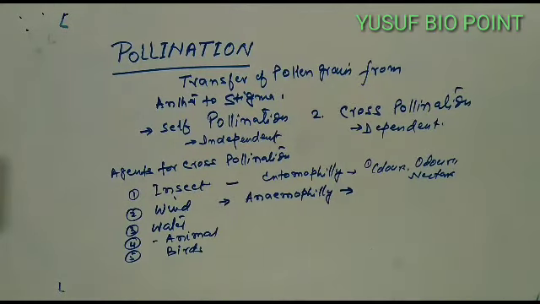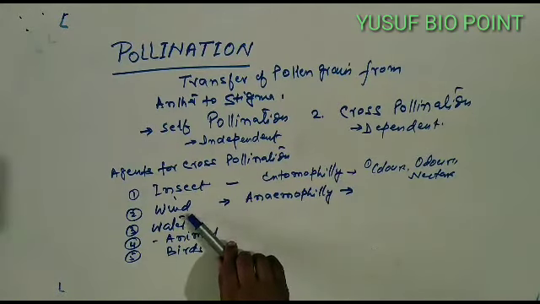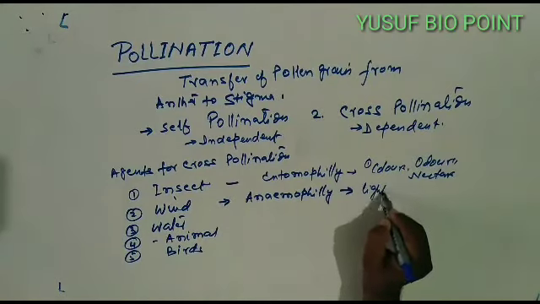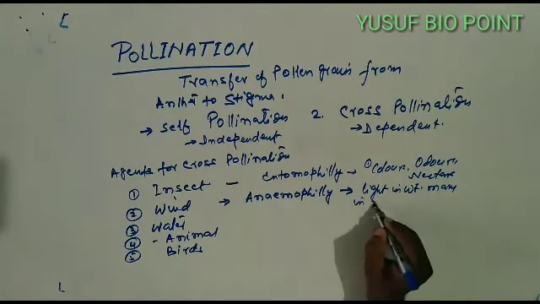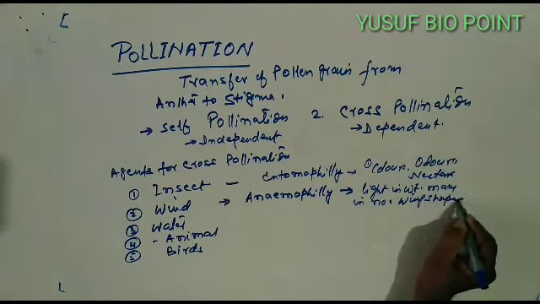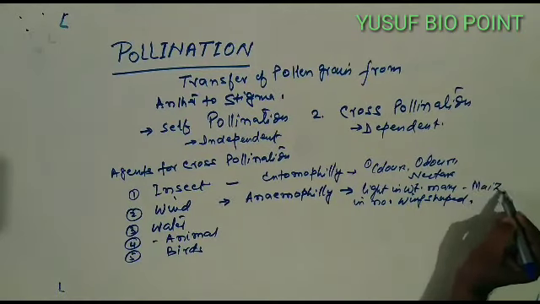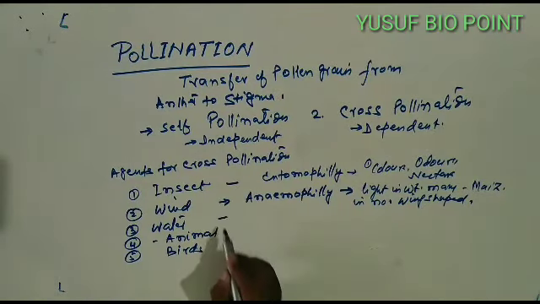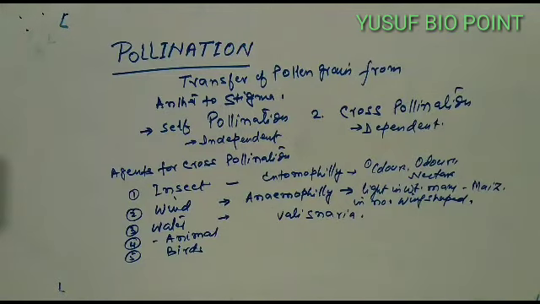So no insect comes for pollination, and pollination takes place by means of wind. The pollens are light in weight, many in number, and also wing-shaped, by which they can move in the wind. Examples: maize. Water helps in pollination in aquatic plants like Vallisneria, and pollination by water is known as hydrophily.